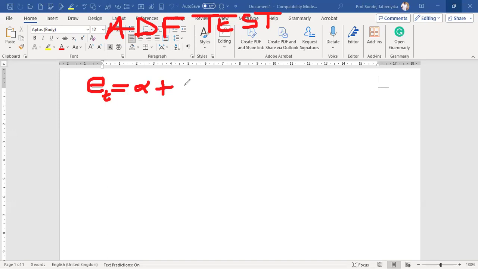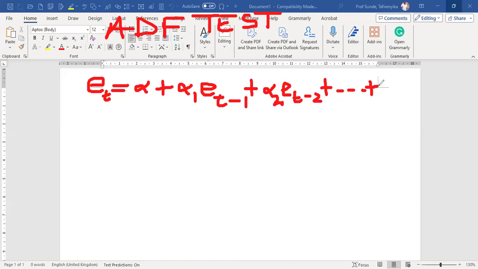You may have a constant, and you may have alpha 1 e(t minus 1) plus alpha 2 e(t minus 2) plus up to, depending on the number of lags that explain the current error term, alpha n e(t minus n), plus some other form of error term. So if the current errors that we get from a variable are explained by the previous errors, that is what leads to the problem of autocorrelation.